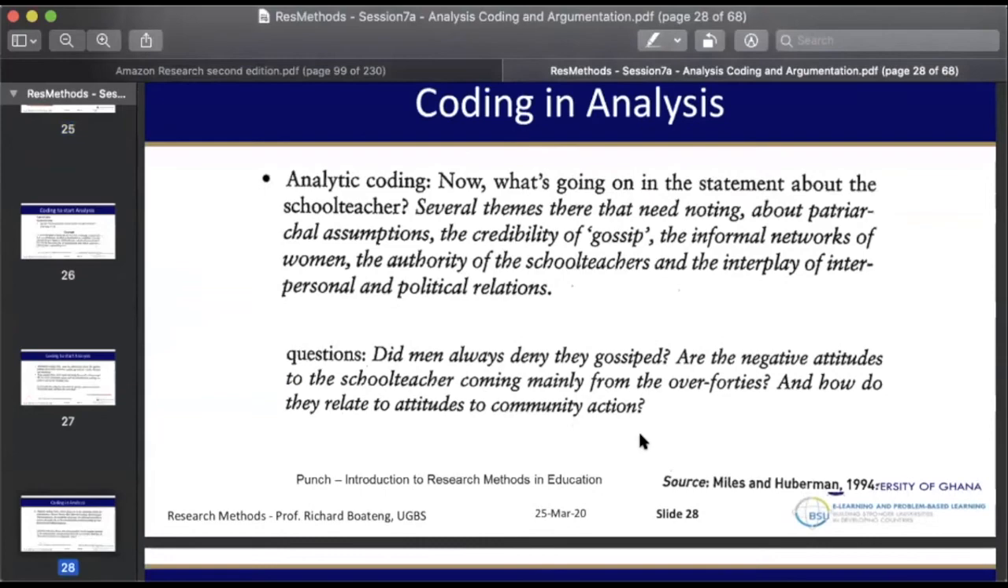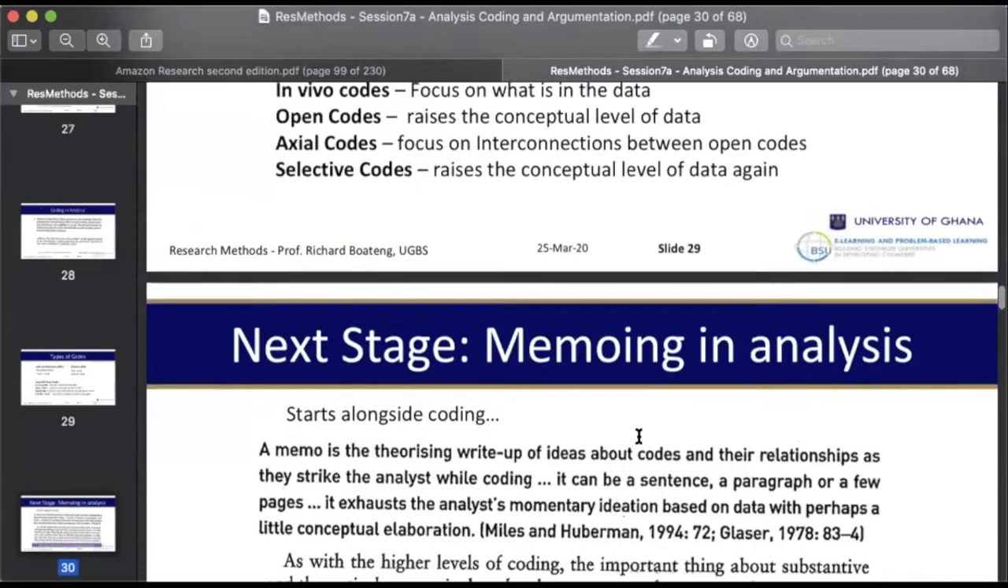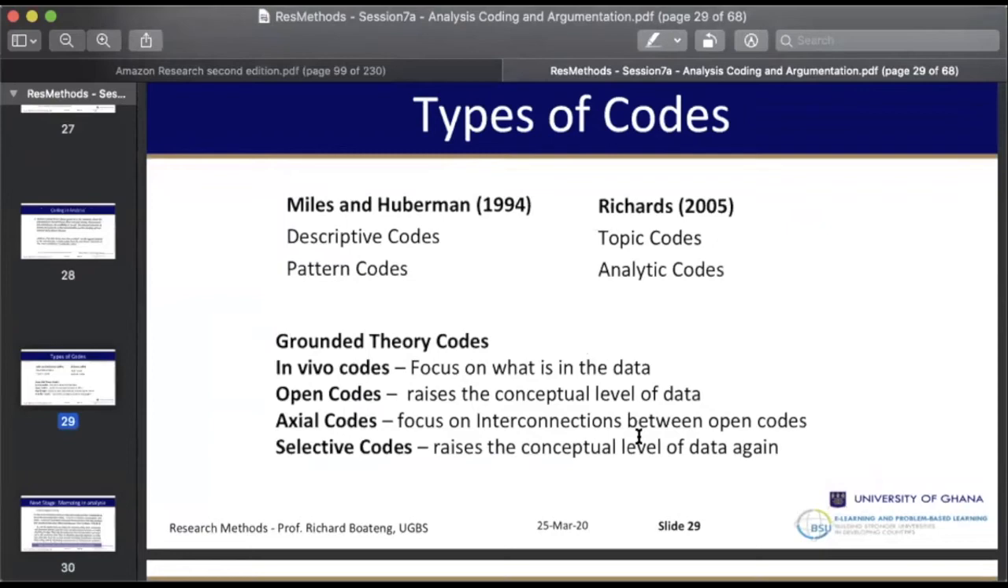Okay, so when you do your analysis, what we are trying to say is that you are linking the data. First of all, you are looking through the data to identify the key things that you can find, the key ingredients that can help you to understand the research issues you are studying. Then after that, you link them together to say, what does it tell you? When you put the two together, what are you learning from the data that you have just collected?